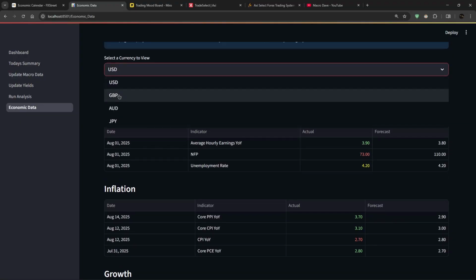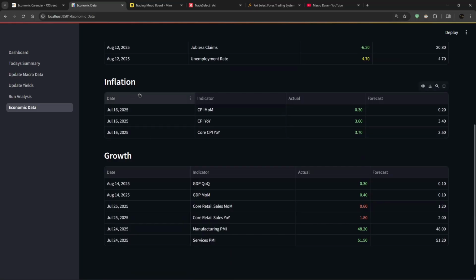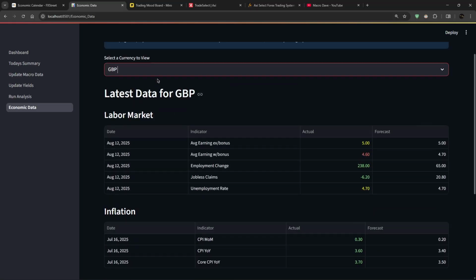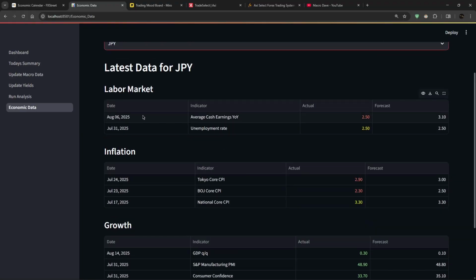And this is the US, so you can look at GBP, you can see jobless claims, unemployment rate out of the UK, inflation, growth. Similarly, you can look at the Australian dollar, and you can look at Japan. So you can just come here on this page and analyze the economic data. And as for now, this is the main thing of the software.